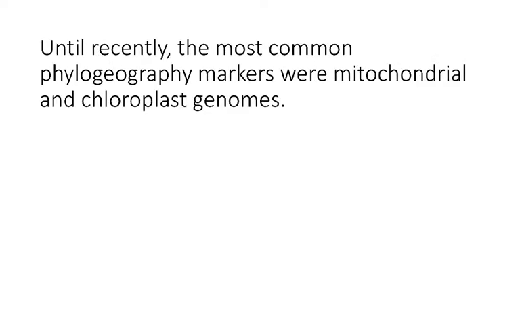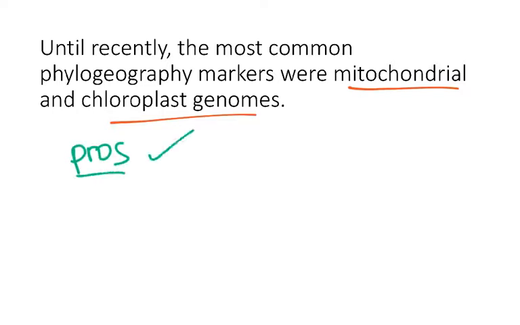All right. So until recently, the most common phylogeography markers were mitochondrial and chloroplast genomes. And if we think about this, there are pros and cons to using these types of markers. So if we start with the pros, so these are good things, there are universal primers available, which we've talked about before.